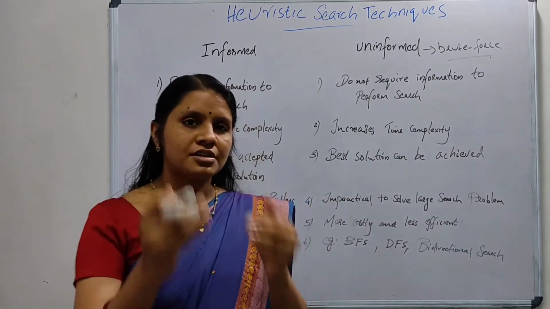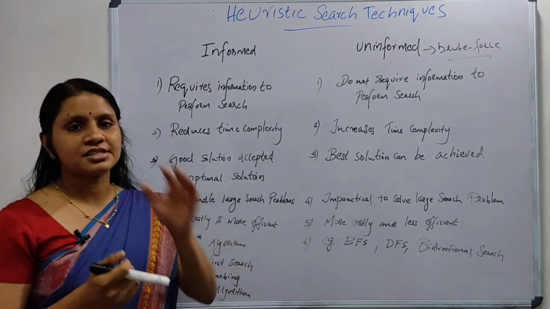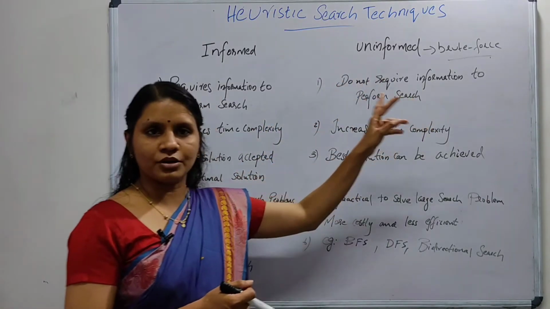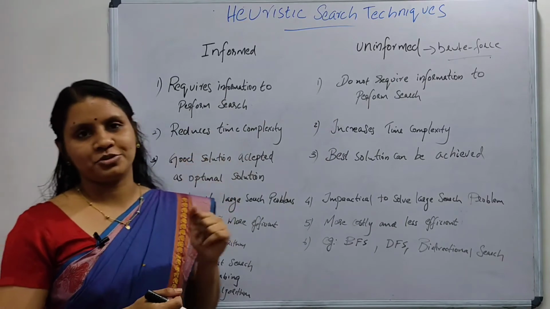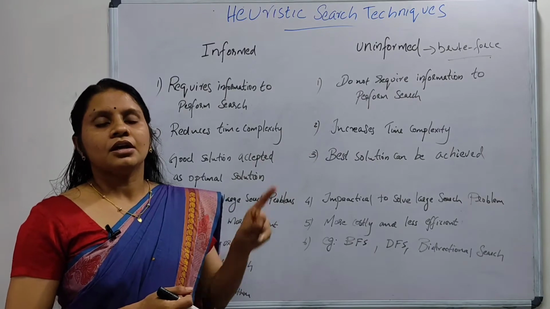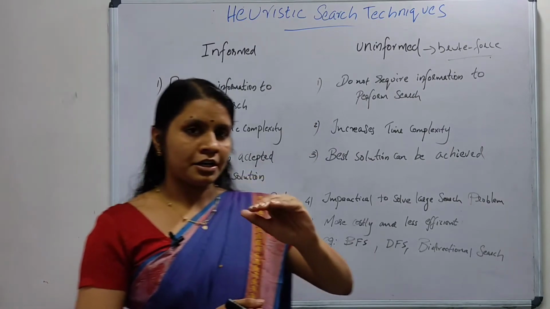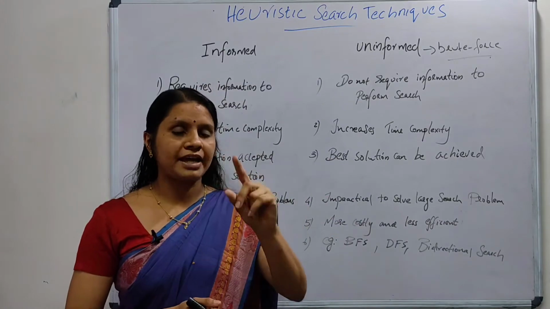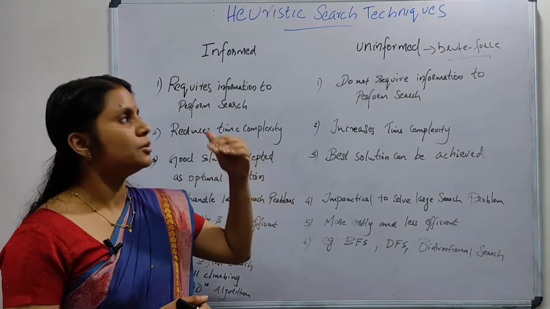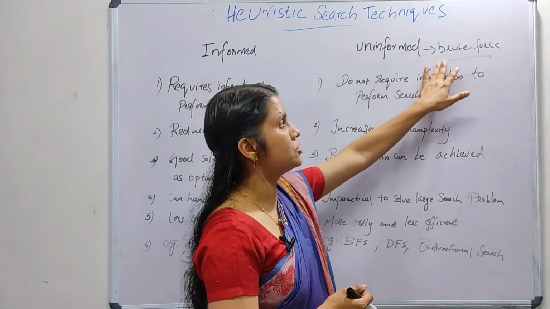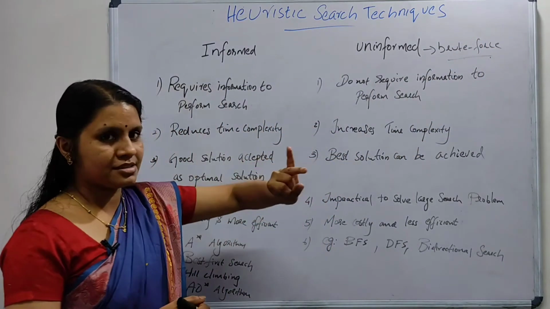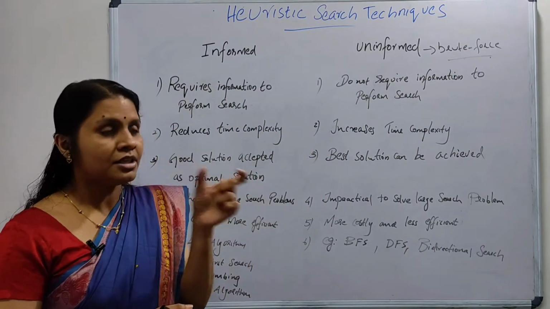Clear. Search algorithms in artificial intelligence can be grouped into two categories: uninformed search algorithms and informed search algorithms. First, we will discuss uninformed search algorithms. Uninformed search is also known as blind search, exhaustive search, or brute force algorithm. Just note the names.